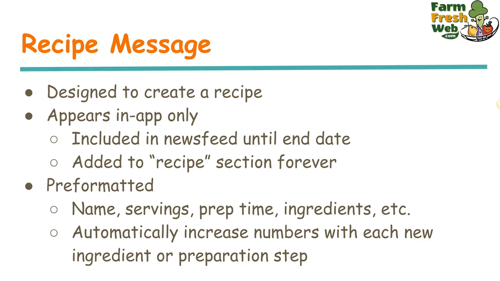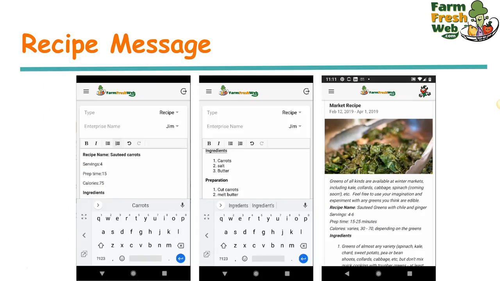They're pre-formatted, meaning that once you choose recipe, they're going to come with labels like name and servings and ingredients and so forth. And when you start entering the data, they actually automatically increase the numbers with each new ingredient or preparation step. That'll make sense in a minute.